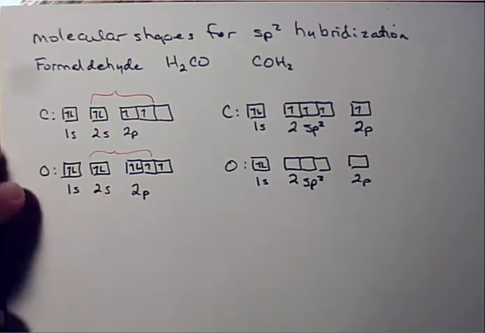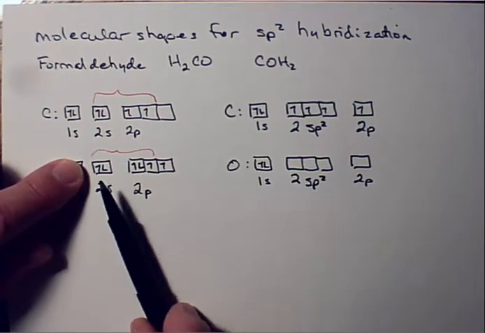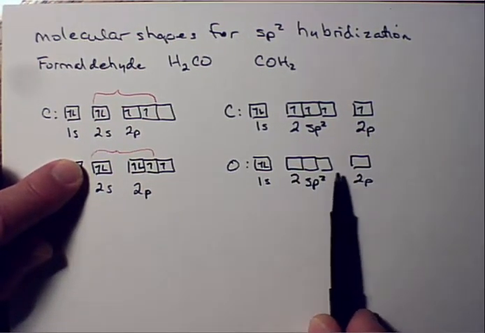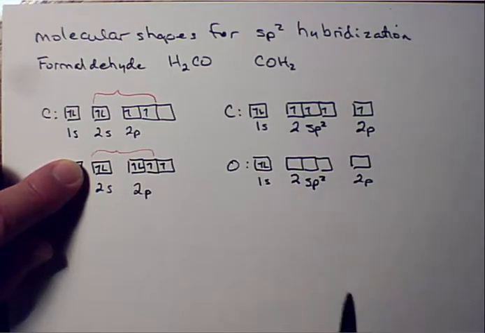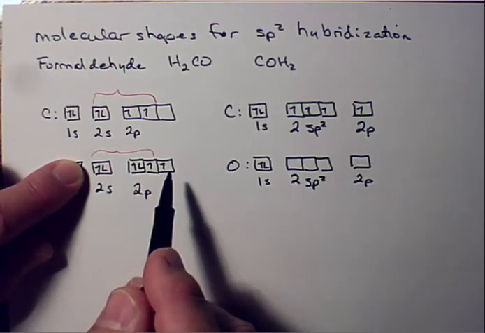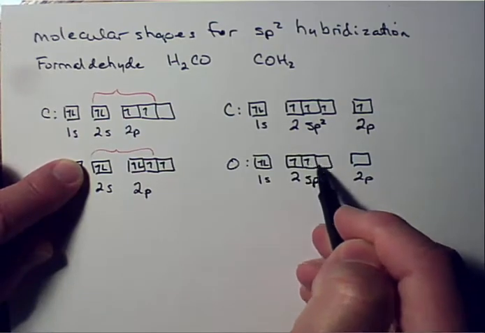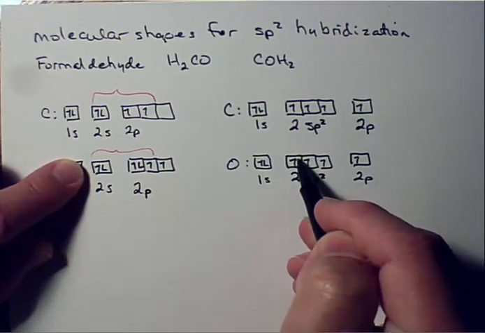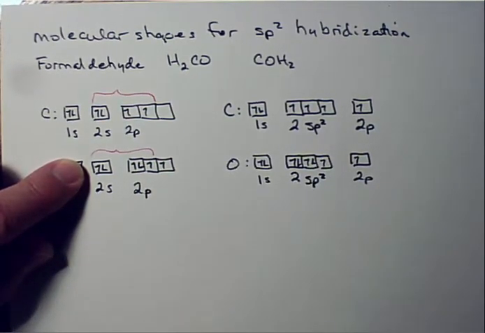Again, we're counting all the electrons in the valence level and putting those electrons in all these orbitals, one at a time and pair up where you need to. And there's 6 electrons in that valence level. 1, 2, 3, 4, and then pair up 5 and 6.